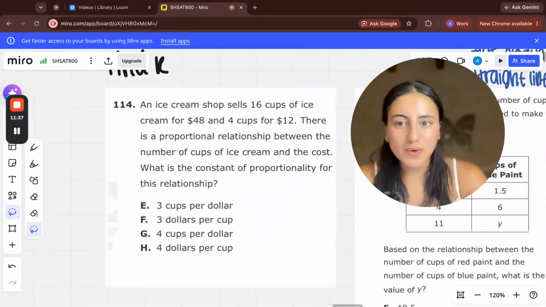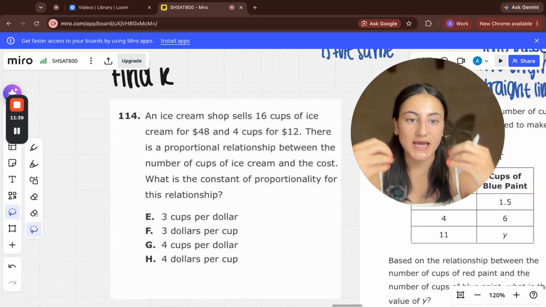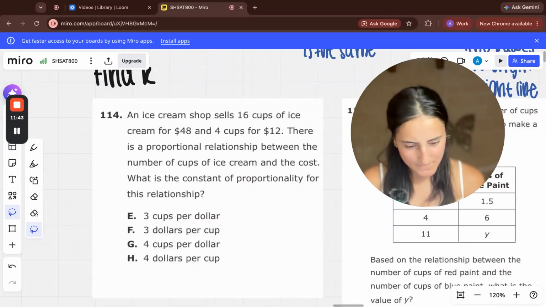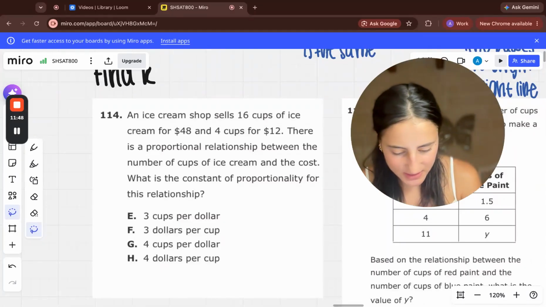Okay. So these questions are all about us finding k. We're finding that proportional constant. I'm going to read this out loud, and I'll also highlight as I go in case I think anything's important.